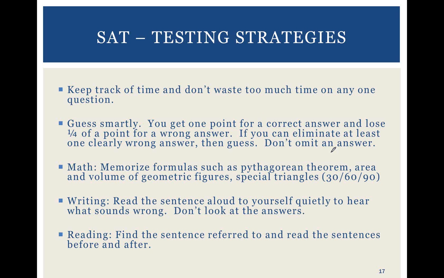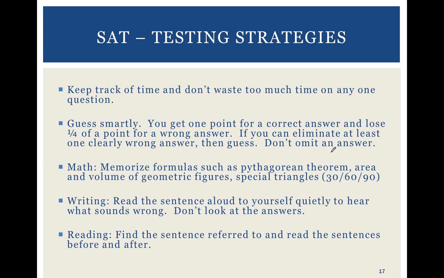Be sure to keep track of the time as you take the exam. Don't waste too much time on any one question. And then guess smartly. When they do the raw score, you get 1 point for a correct answer, but you only lose 1/4 of a point for a wrong answer. So statistically speaking, if you have A, B, C, D, and E, if you know there's one answer that's wrong, let's say you don't know what a word means, but you definitely know that it doesn't mean answer A, we can eliminate A. Statistically speaking, you can make a guess, and because you're only going to lose a quarter of a point if you're wrong, but you get a whole point if you're right, it makes sense to just guess.